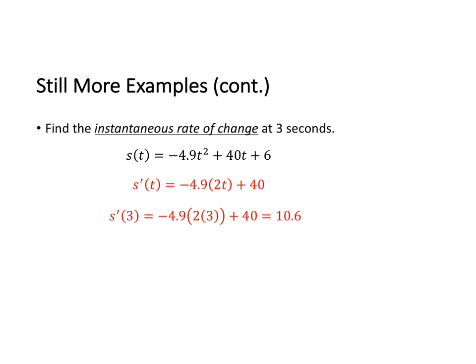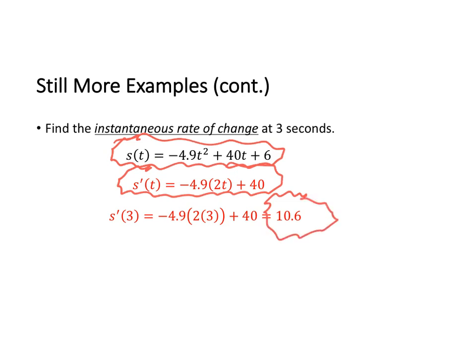Okay, so first thing I'm going to do is take the derivative of this function right here, all right? Take the derivative, it becomes minus 4.9 times 2t plus 40. So here's my derivative, okay? Now, at 3 seconds, if I plug in 3 for t and crank all the numbers out, I come out with the instantaneous rate of change at 3 seconds is 10.6. Now, whatever the units are of s per second, okay? So that'll be the instantaneous rate of change at 3 seconds.